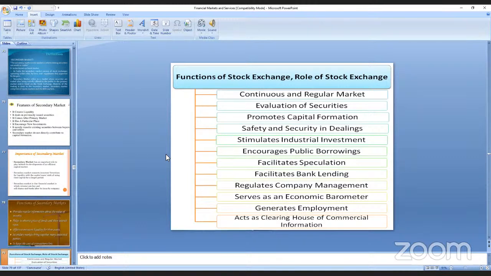What does encourages public borrowings mean? It means they encourage the public to buy shares. It encourages that the market is going high. Most of the time they allow the public to invest their money in the company. So it encourages people towards public borrowings, and facilitates speculation.